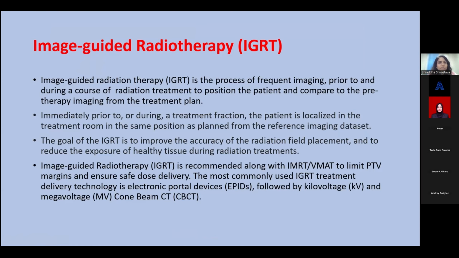Then comes image guided radiotherapy. Image guided radiotherapy is a method in which frequent imaging is done for the patient prior to the treatment as well as during the course of radiation treatment. The purpose is to position the patient properly and accurately, so that the treatment position of the patient is comparable to the pre-therapy imaging from the treatment plan. The goal of IGRT is to improve the accuracy of radiation field placement and to reduce the exposure of healthy tissues around the radiation treatment.